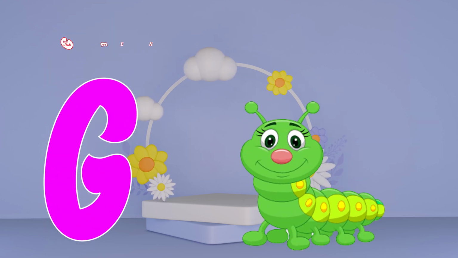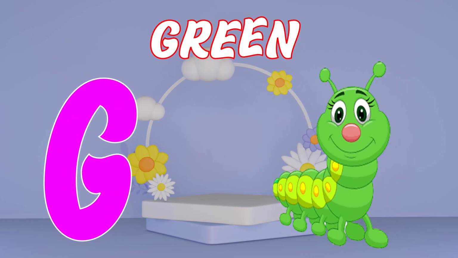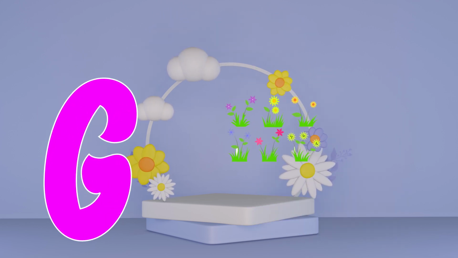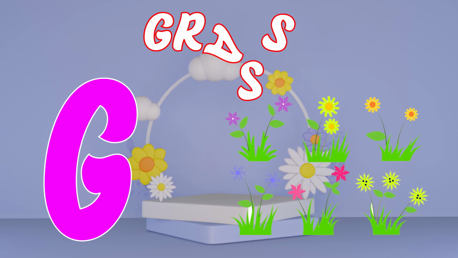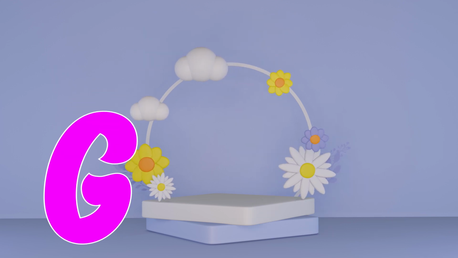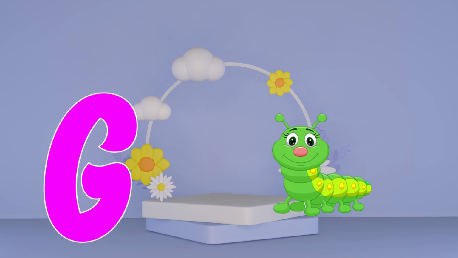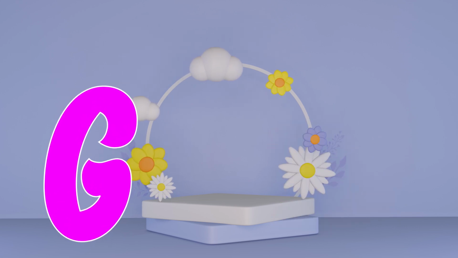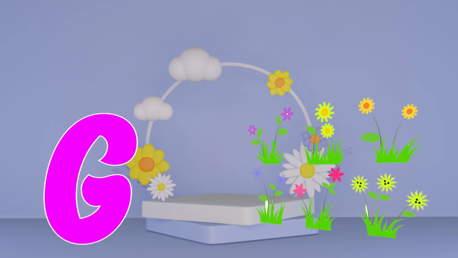G is for green, g, g, green. G is for grass, g, g, grass. G is for g, g, g, g, green. G is for g, g, g, g, grass.